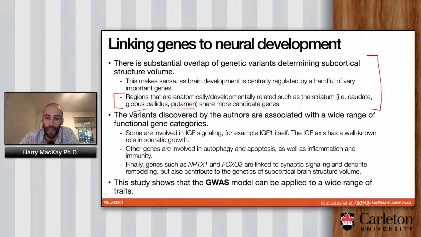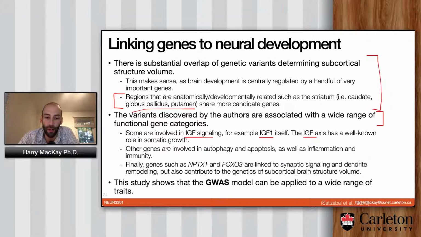But anyway, the variants that they discovered, talking about the genes themselves, there's a wide range of things, one of them being IGF signaling. IGF-1 itself has an important variant that's linked to subcortical brain structure, but the IGF axis, the insulin-like growth factor axis, is actually fairly well known for its role in somatic growth. IGF-1 is released in response to growth hormone, and that's what actually causes a lot of the effects of growth hormone on your somatic growth.